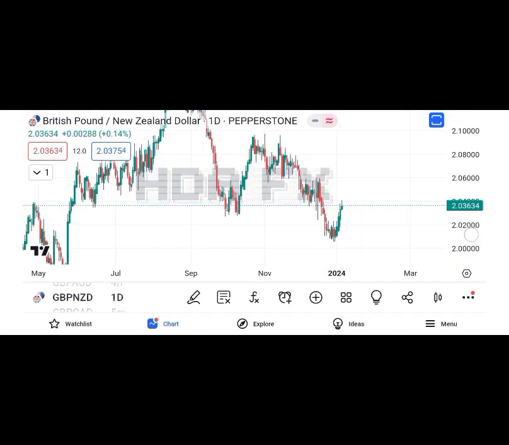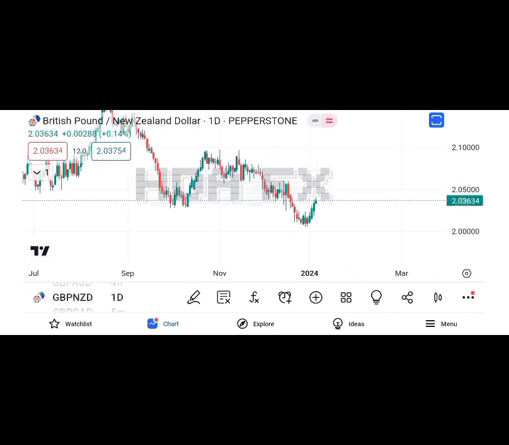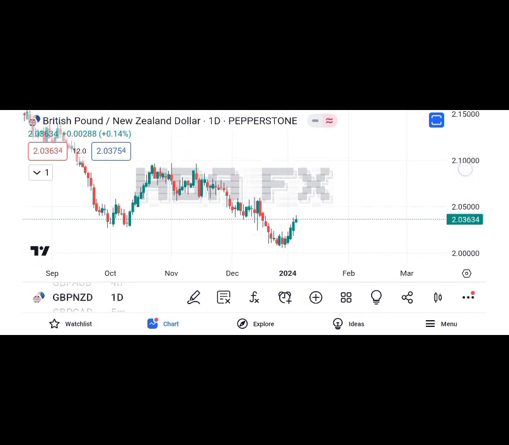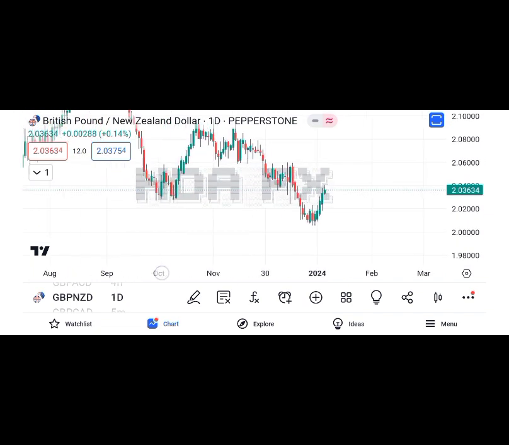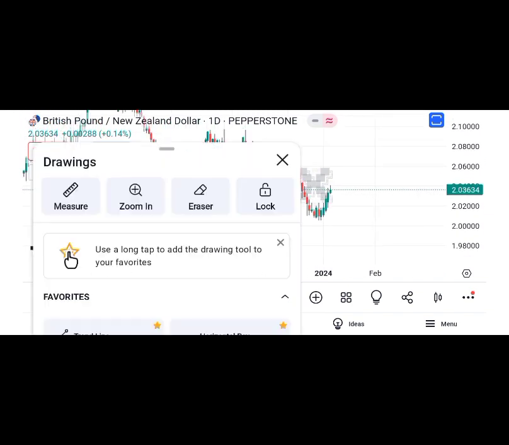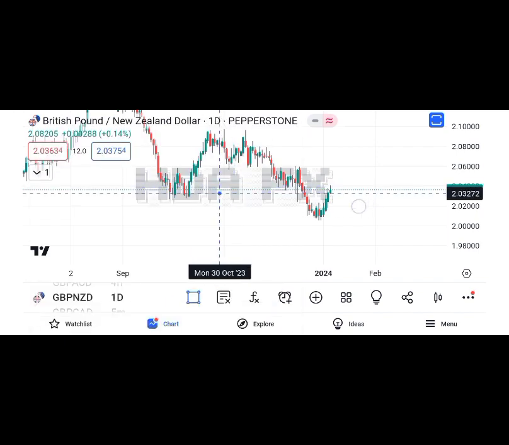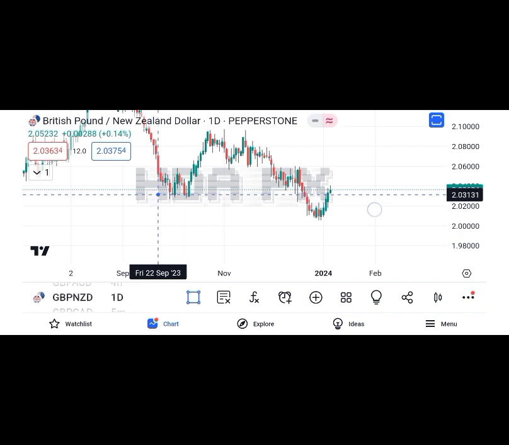The next pair is also GBP/NZD. That's the Great Britain pound and the New Zealand dollar. So now on this pair, we can see that market is bearish also. But in the previous week, we saw some upward movement. That's a retracement. We have this key zone here.